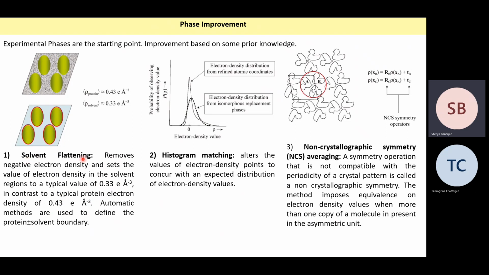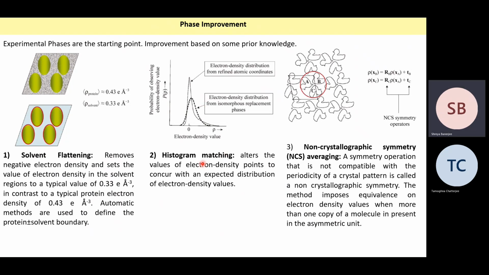So what solvent flattening does is that it defines the protein-solvent boundary, and wherever protein is not present, it sets that value to that of the solvent, 0.33. If you do that, then the boundaries of the protein become very well defined, and so the phases or the atomic positions are defined properly. Earlier, there is a blur at the boundaries, so the atomic positions at the boundaries are not very well known. But once the solvent flattening is done, the boundaries are well defined.